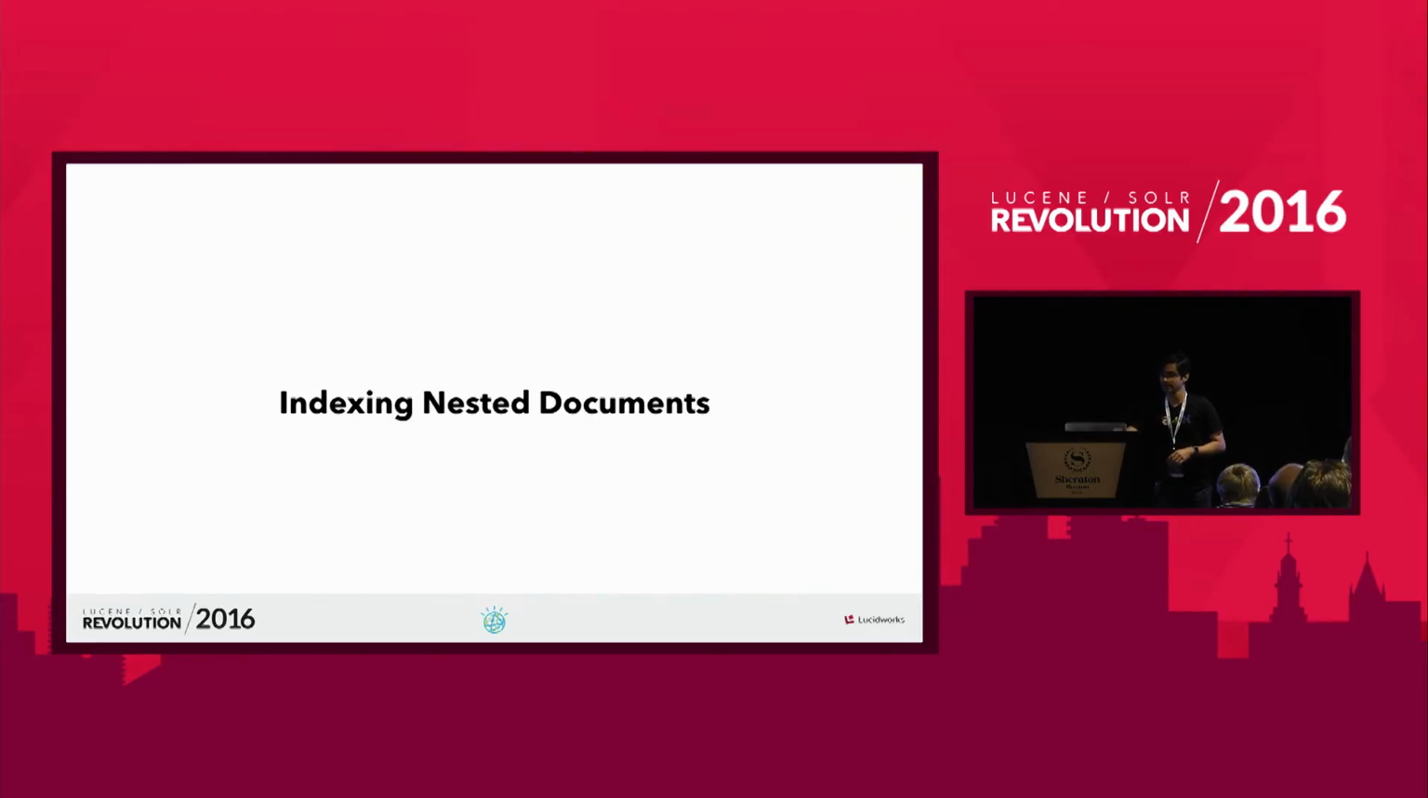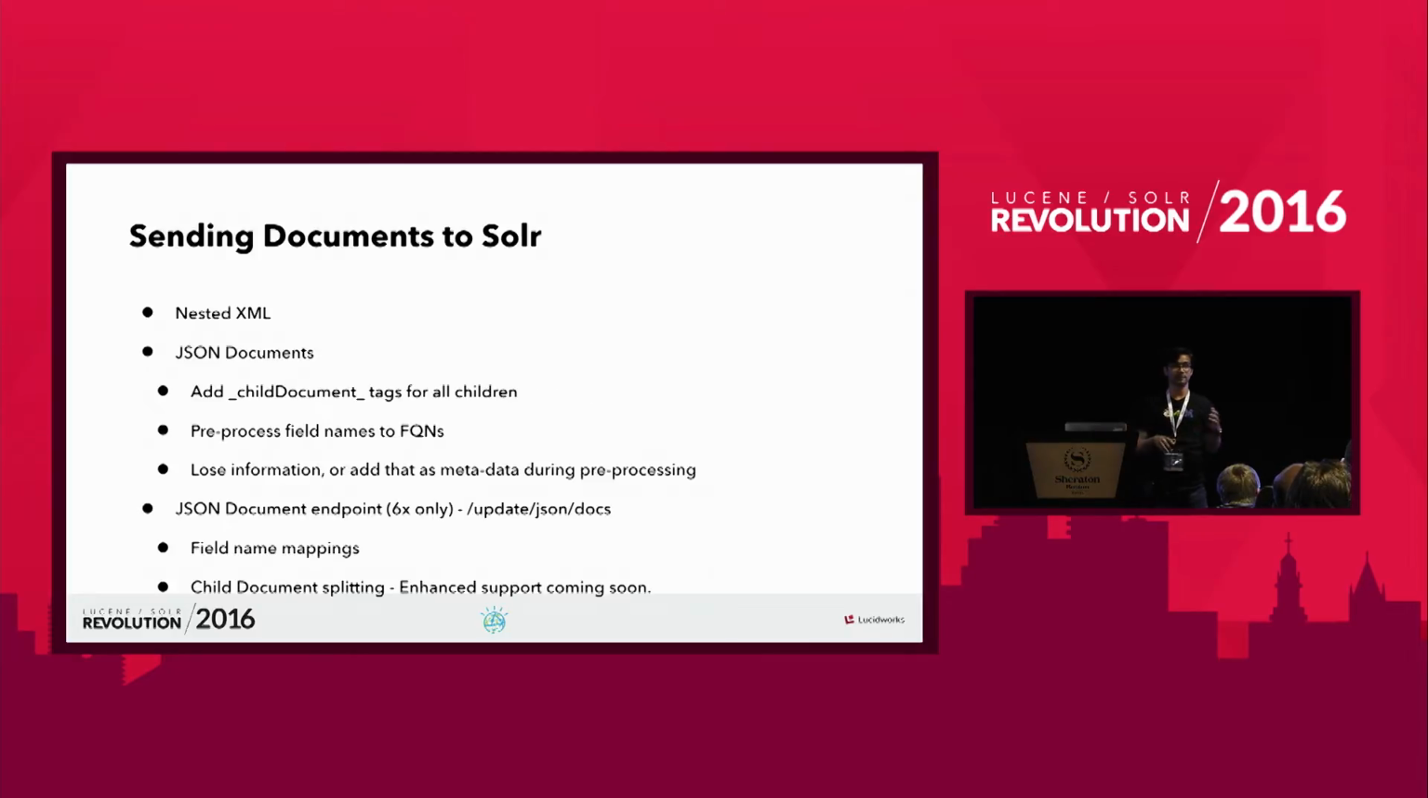So, indexing nested documents. You've got a bunch of nested data. You want to get it into Solr. What are the different ways for you to get this data in? As trivial as that may sound, it's not that straightforward.